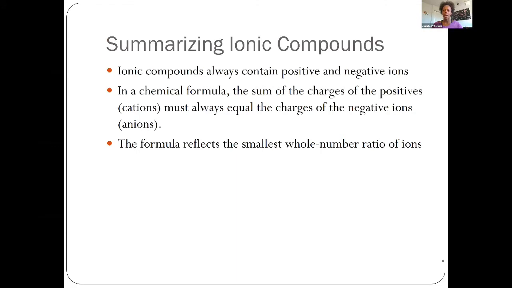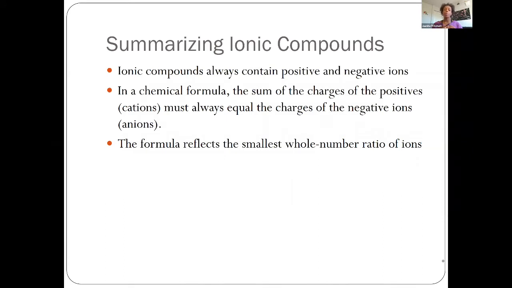Let's get started. Before we get into naming ionic compounds, we need to first understand some fundamental things associated with ionic compounds. Remember, an ionic compound is formed because we have ions being generated. We have elements that are losing their electrons, like the metals, to create a positive cation, and elements that are gaining electrons to take on a negative charge, and those form your anions. Those positive and negative ions are attracted to one another to form the compound.